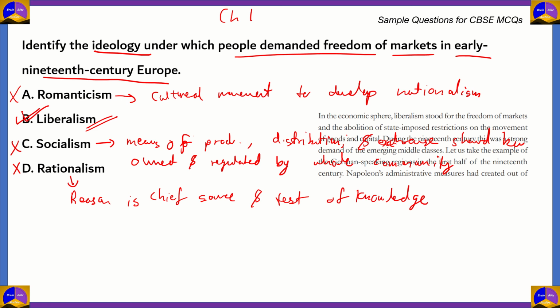And again, let's look at the extract from page 9. So in page 9, it says liberalism stood for the freedom of markets and the abolition of state-imposed restrictions on the movement of goods and capital. This is in the economic sphere. So basically, liberalism stood for freedom and abolition of restrictions. It's based on any sphere. For economics, it stood for market freedom and abolition of state restrictions. So therefore, among the 4 options, it is clear that option B, liberalism, is the correct answer.